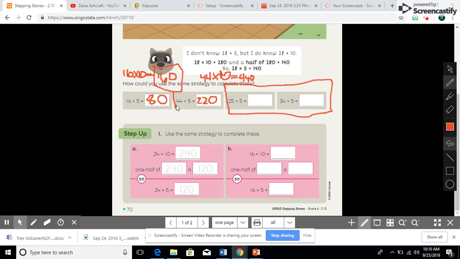We're doing the same thing that we were doing up here, but it's sort of giving us the words to help us think about this when we have a new problem. So if we look over here at B, we have 16 times 10, I know is 160. And 1/2 of 160 is 80. So I know that 16 times 5 is going to be 80. Go ahead and make sure this is filled in your book, and we will move on to the next page.